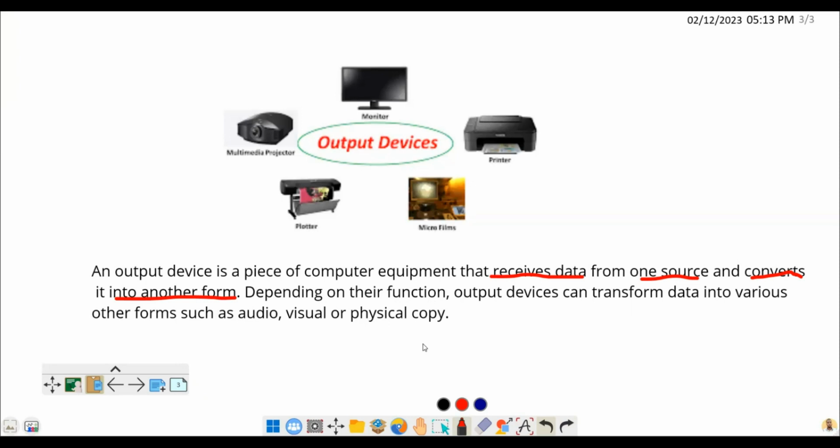And here are the examples of output devices. To start with, of course, I have the monitor. A monitor is a display screen that shows visual information generated by the computer. So we have two types of monitor. We have the light emitting diode, that's LED. Then we have the cathode ray tube, that is the CRT monitor.